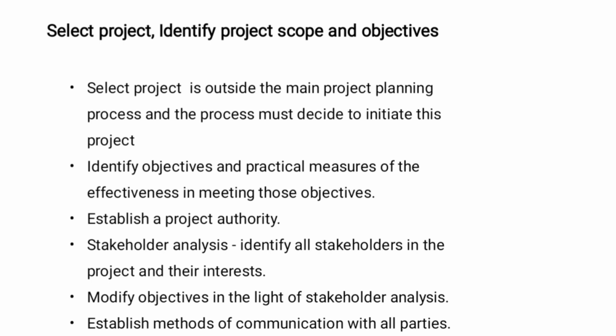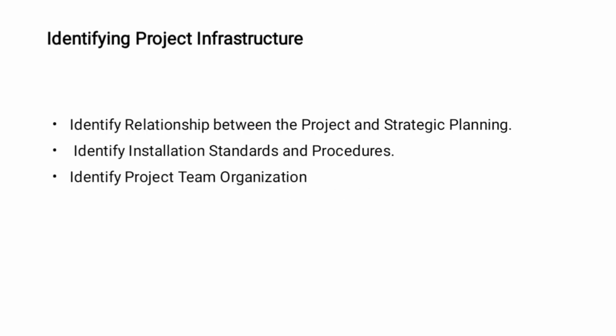Okay, the process must decide to initiate the project. Then the next one is identify project scope and objectives. It identifies the objectives and practical measures of the effectiveness in meeting those objectives. That establishes a project authority. Stakeholder analysis: identify all stakeholders in the project and their interests. Modify objectives in the light of stakeholder analysis. Establish methods of communication with all parties.